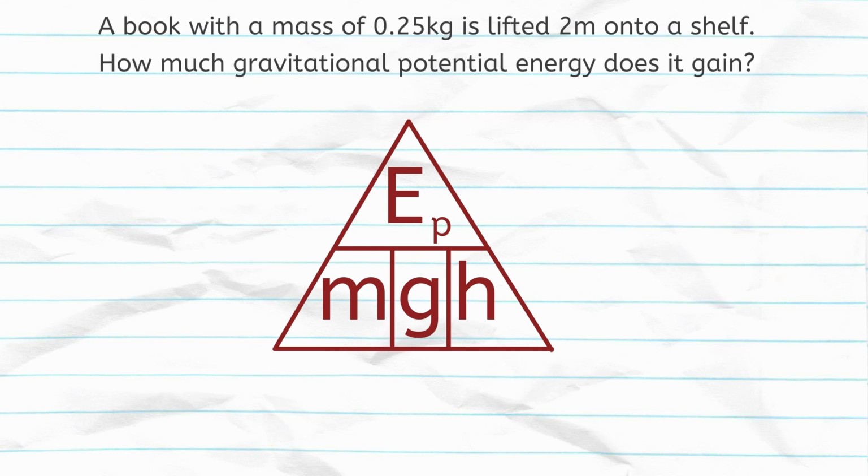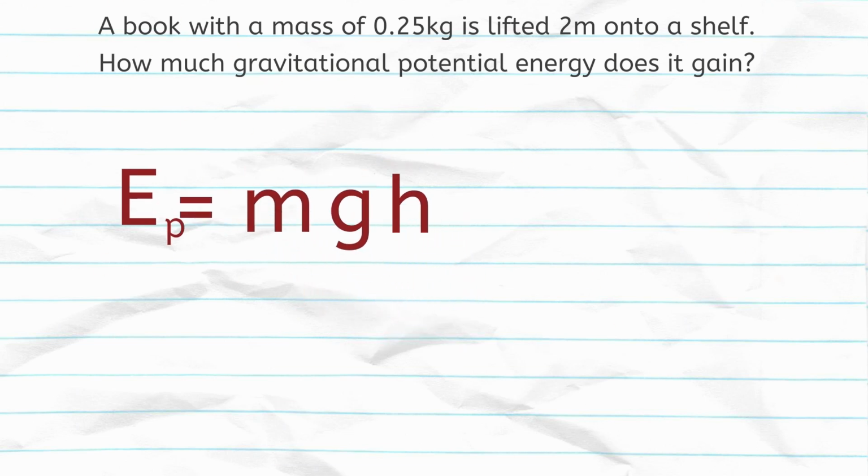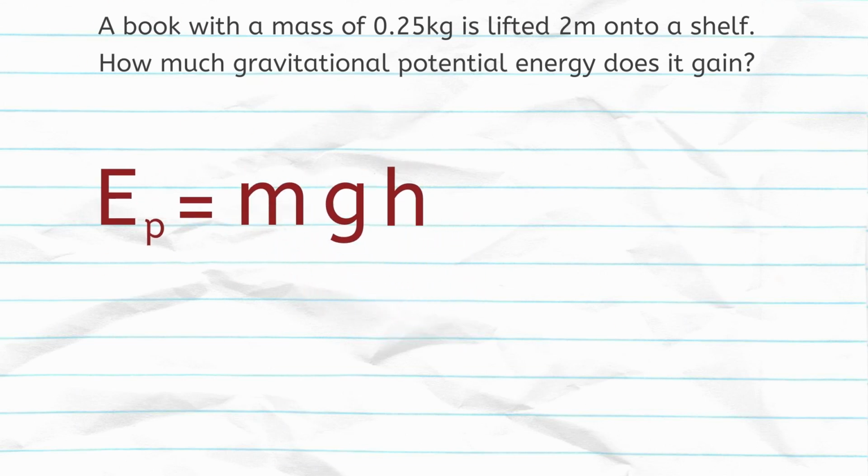Our question is: a book with a mass of 0.25 kilograms is lifted 2 meters onto a shelf. How much gravitational potential energy does it gain? We need to find the gravitational potential energy, so we use the formula like this. Let's add what we know.